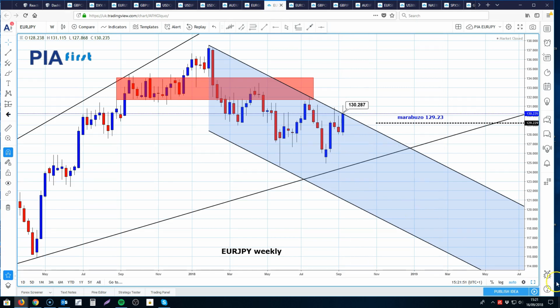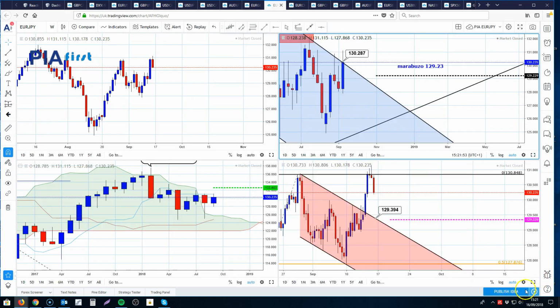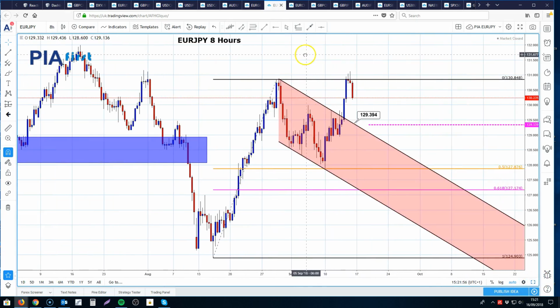129.23. If we go to a shorter time frame, this is the 8-hour chart. We broke out of the channel formation to the upside. Reverse trendline support is 129.39, and then we've got our bespoke support at 129.33. So very close to that Marabuzo at 129.23. So at the beginning of the week, I'm expecting some sort of downside pressure, and then we're going to look at this area of support to see whether or not it holds, and we get a decent bounce to the upside.